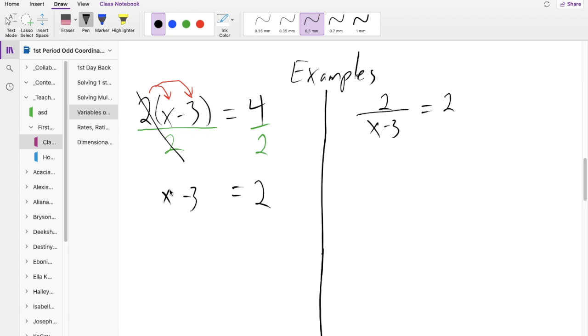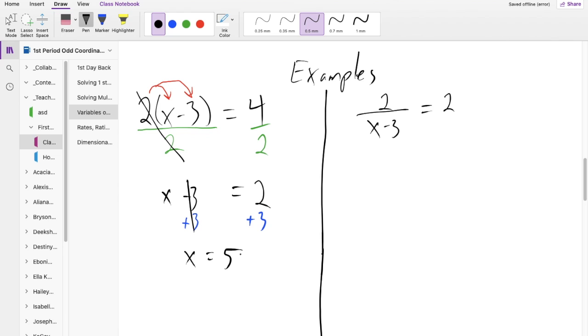I have something being added or subtracted to this x, so I need to get rid of that. So instead of a negative 3, I'm going to add 3 to both sides. So the negative 3 and positive 3 cancel, leaving me with x equals 5. So you could have distributed there. You could have multiplied the x and the negative 3 by 2 and then done the exact same process. You just would have at the very end divided by 2 on both sides. So there's a lot of things you can do.